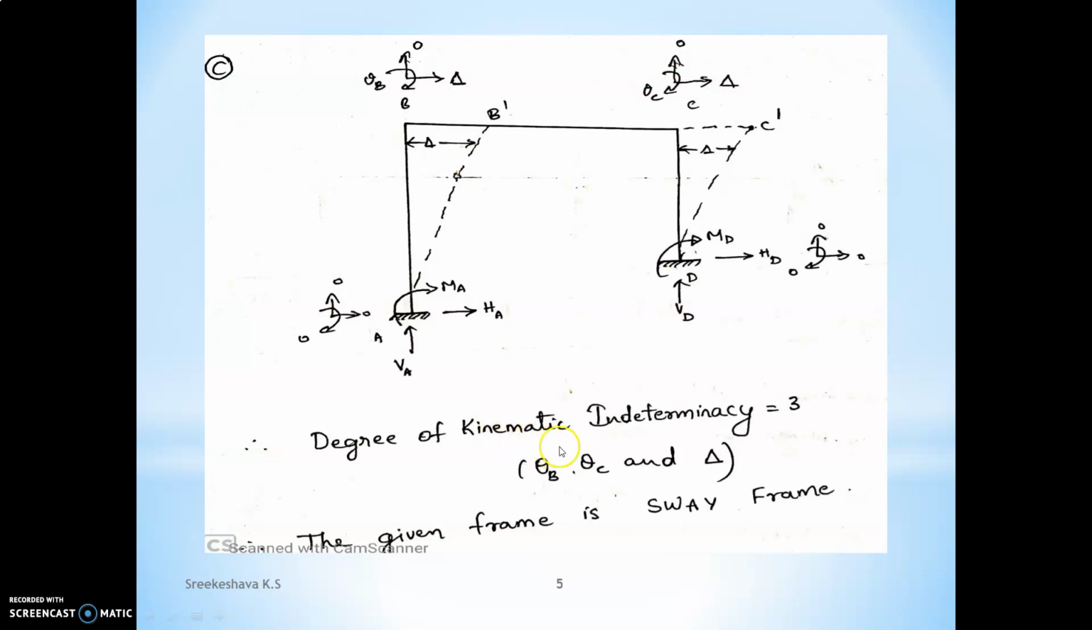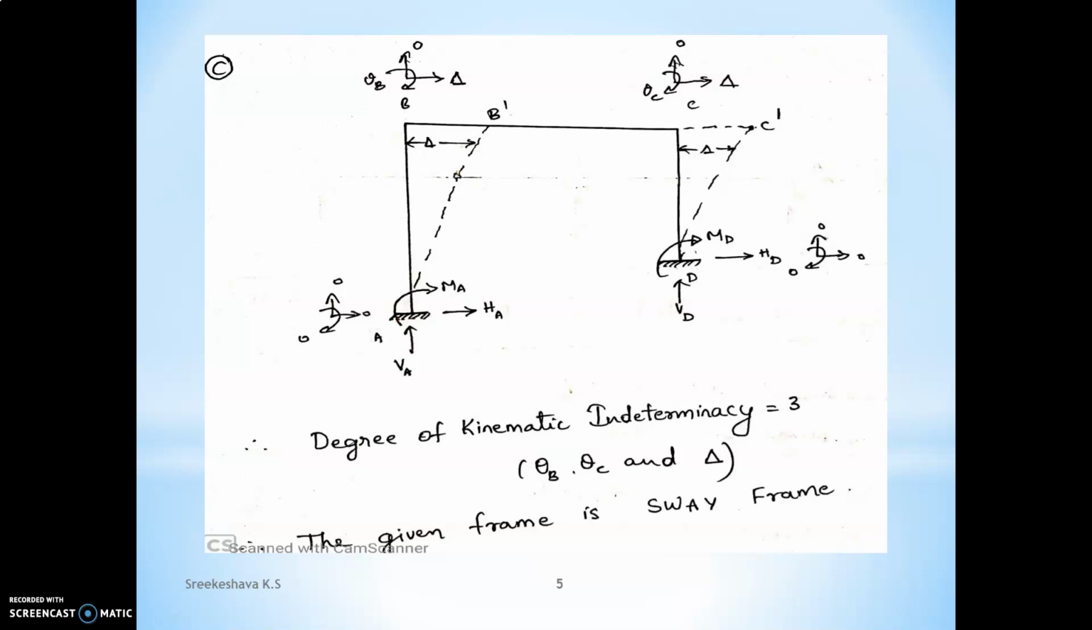Now the kinematic indeterminacy of the given rectilinear frame is 3. That is theta B, theta C and delta. And the given frame is a sway frame. Clear? This is regarding the case of frames and beams.